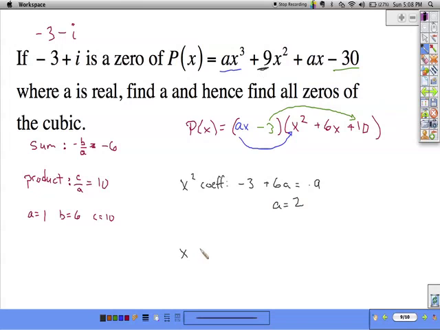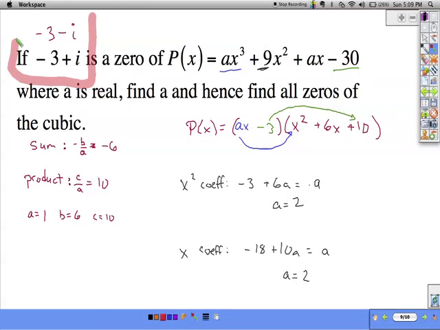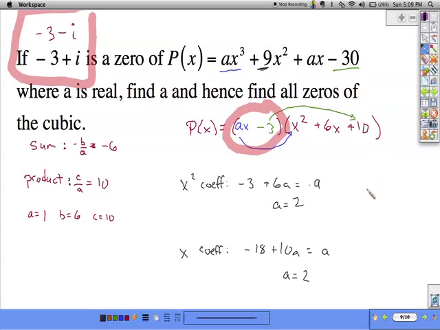I could have done it with the x coefficients. Our coefficients there are negative 18 plus 10a. That has to equal a. Solve this for a, we get a equals 2 again. So we have 2 zeros, that's nice. We found a, we just need that third 0, and well, it's a nice linear factor. 2x minus 3 equals 0. x is 3/2. There's my third and final 0.